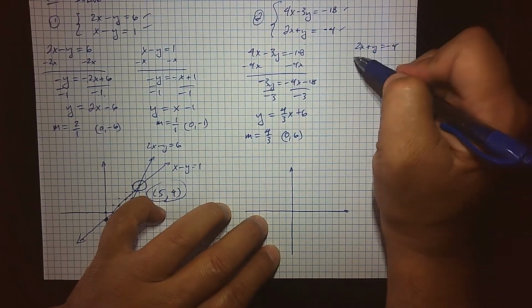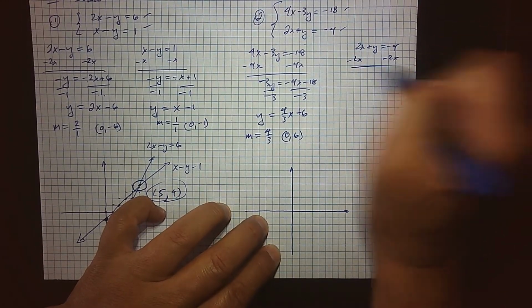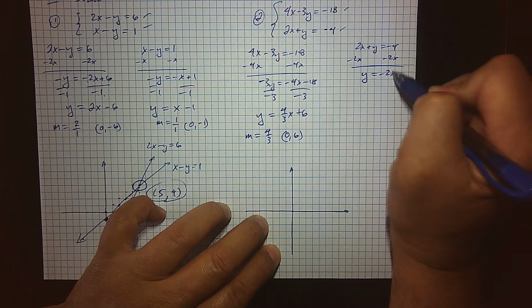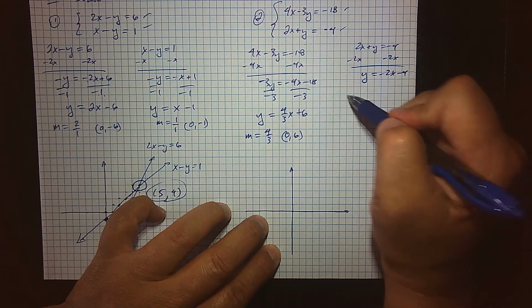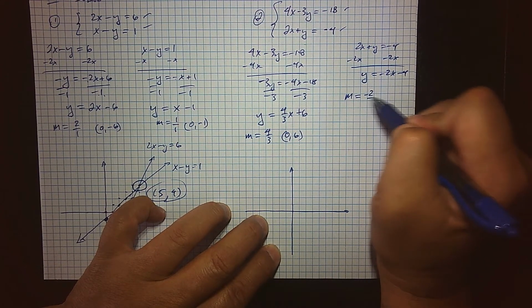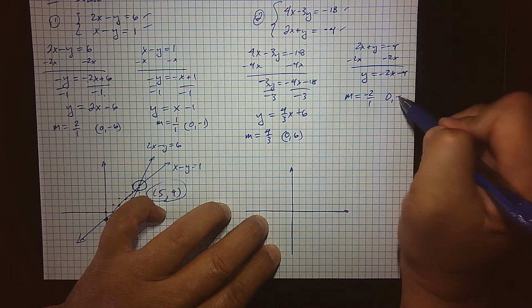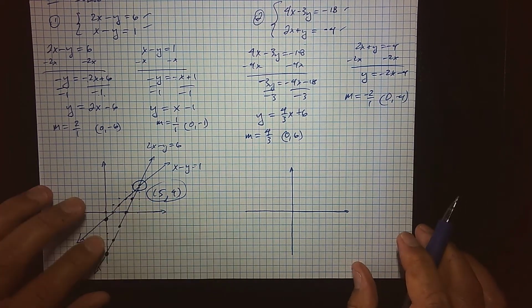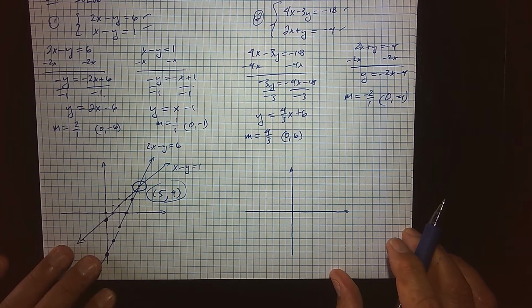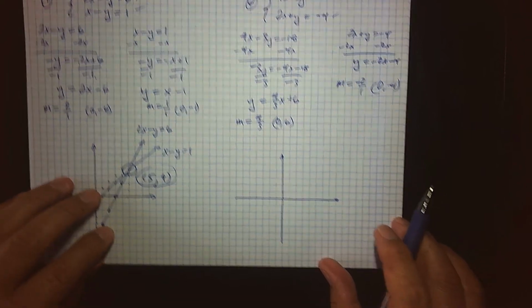How about, let's stay here and keep on working. So we get y equals negative 2x minus 4. So this is telling us our slope is negative 2 over 1, and our y-intercept is 0, negative 4. All good? So let's go do some graphing.